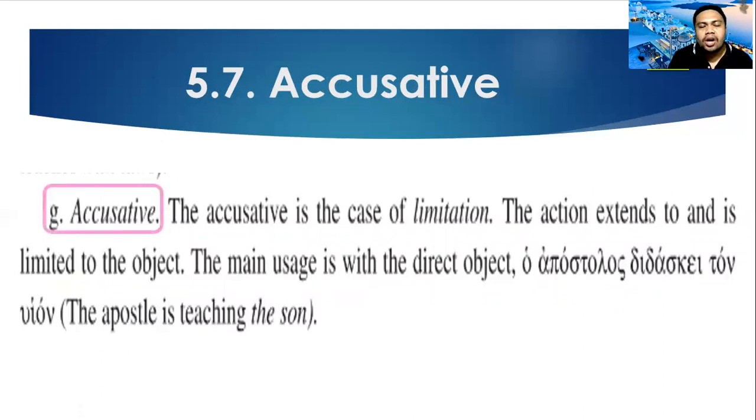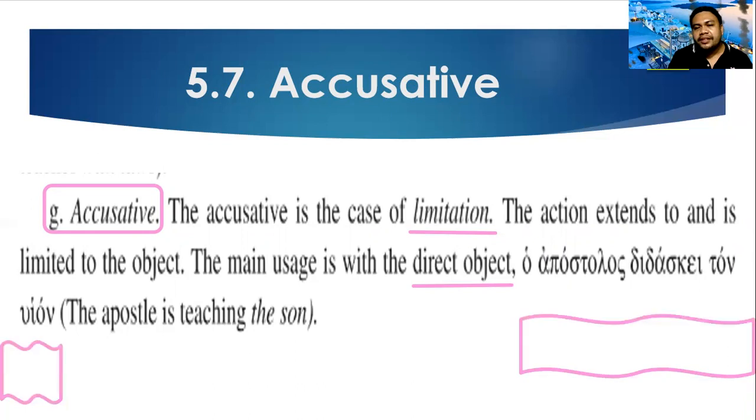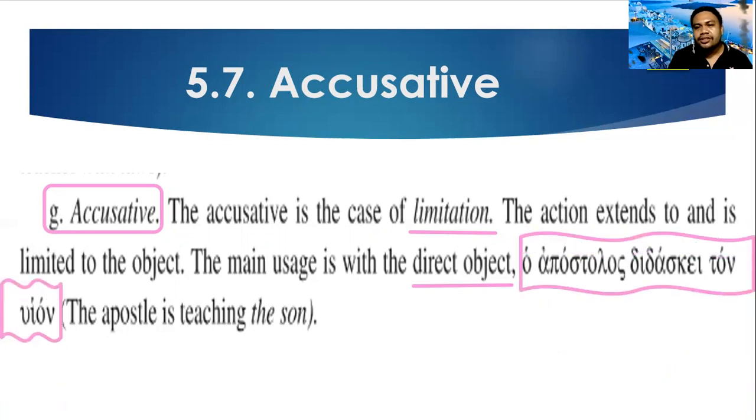Accusative is the case of limitation. So the action extends to and is limited to the object. So the main usage is the direct object. So let's take a look at this verse or this passage.